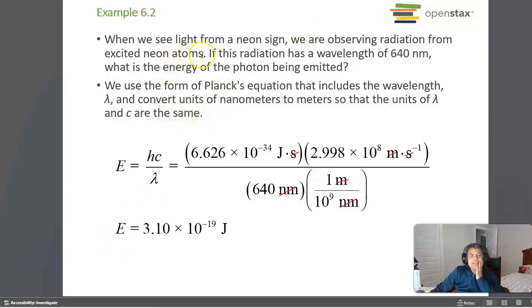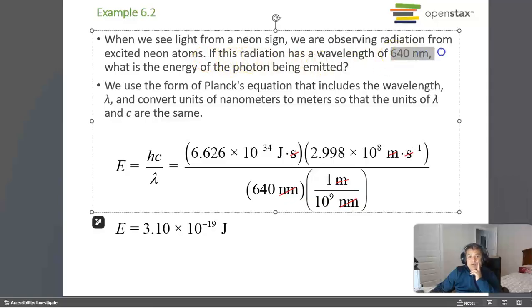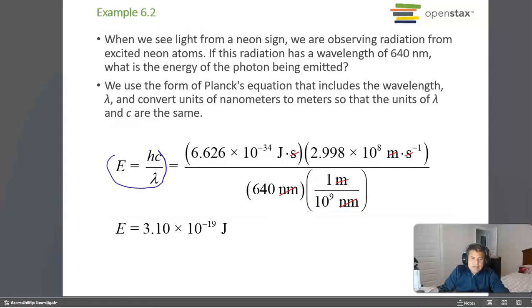When we see the light from a neon sign, we are observing radiation from the excited neon atoms. If this radiation has a wavelength of 640 nanometers, what is the energy of the photon being emitted? Very easy, right? Energy, as we discussed last time, equals hc by lambda. This is the value of h, this is the value of c, and this is the lambda. Lambda is in nanometers, so we convert it into meters.